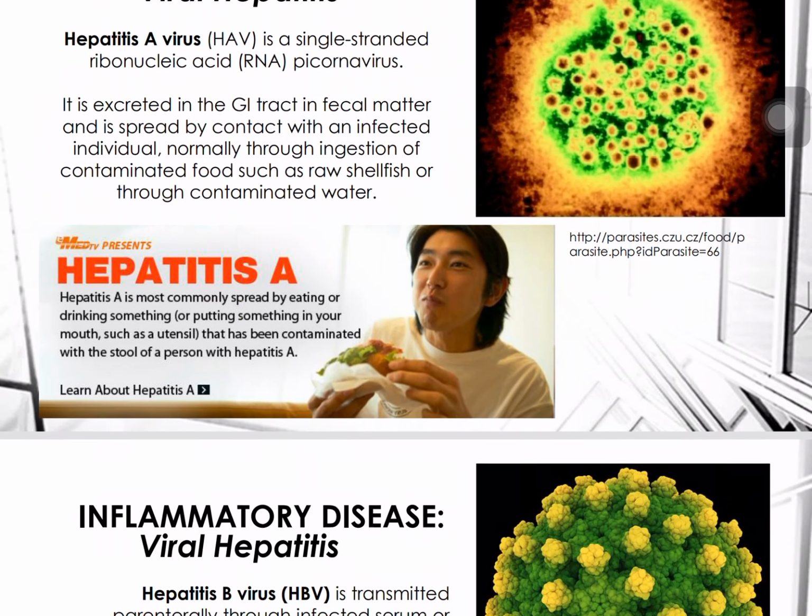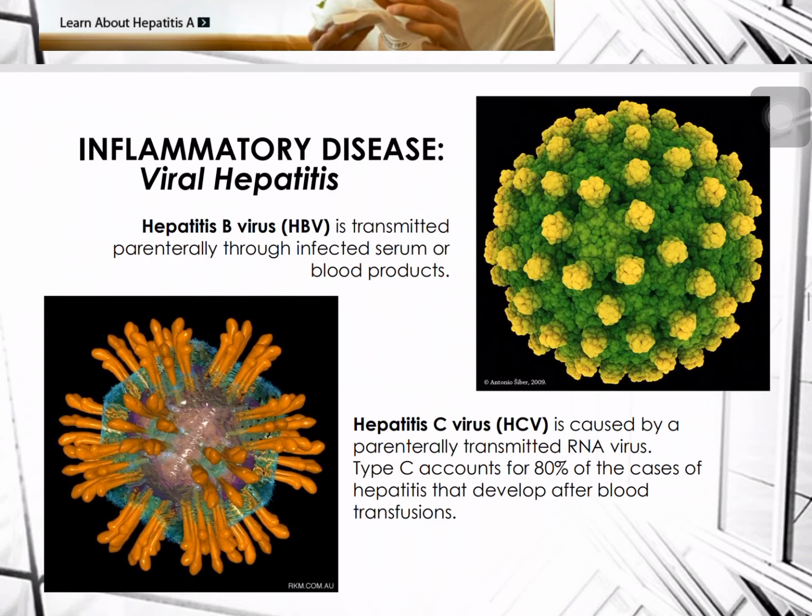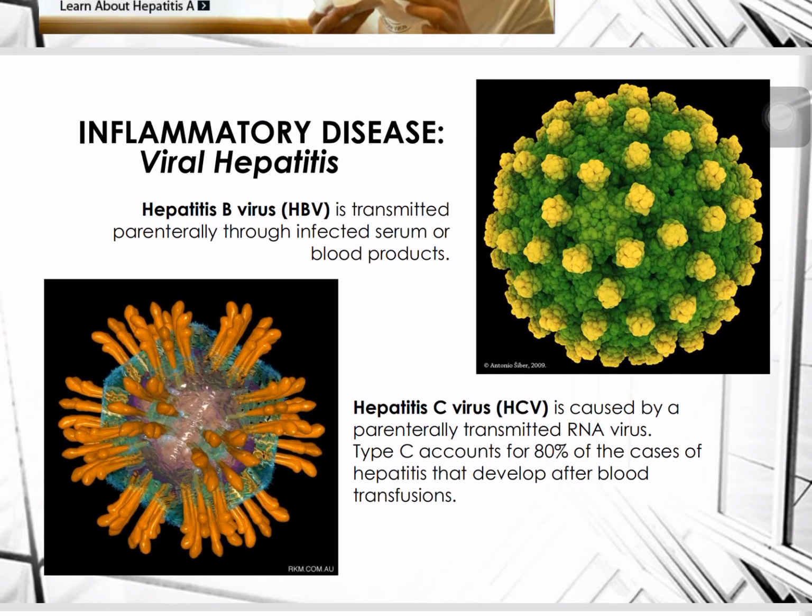Next is the Hepatitis B virus. It is transmitted parenterally through infected serum or blood products. Its incubation period is much longer, which is 50 to 160 days, and it is more severe than Hepatitis A virus. The etiologic makeup of HBV, or the Hepatitis B virus, is very complex, consisting of a viral core of DNA which replicates within the cells of the liver.